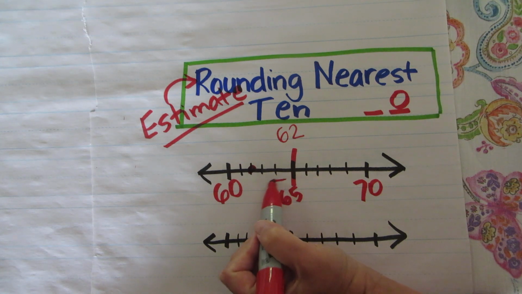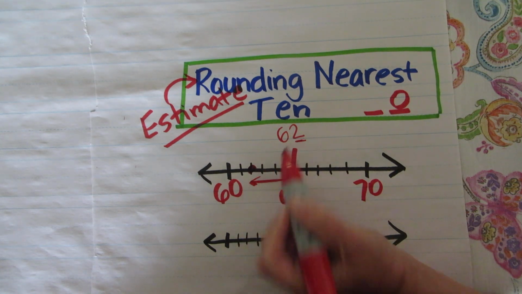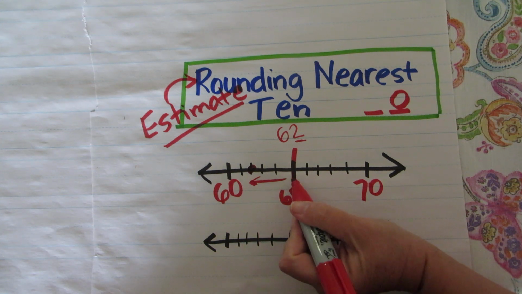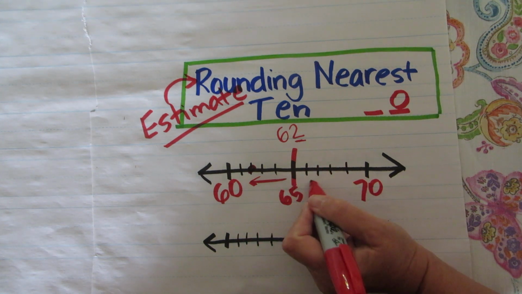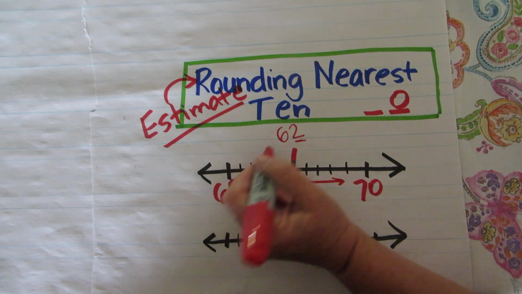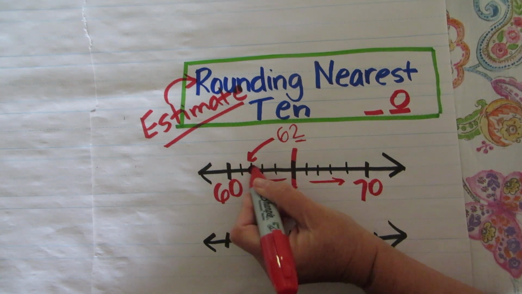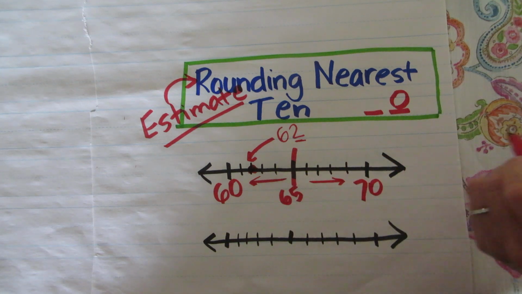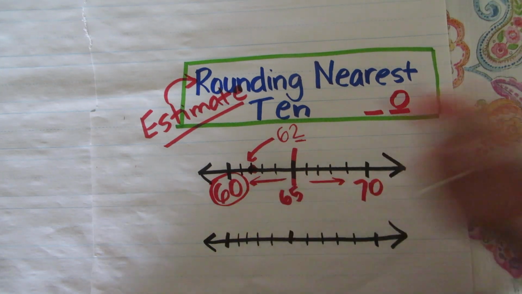If it's less than 5 in the ones place, you're going to round down. If it's 5 or more, you're going to be rounding up. So 62 would land right here where that dot is. So that means we have to round down. So 62's nearest 10 is 60.